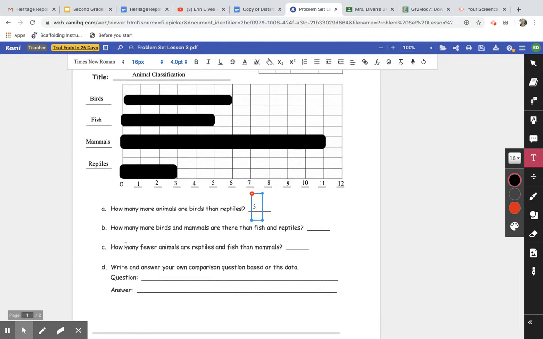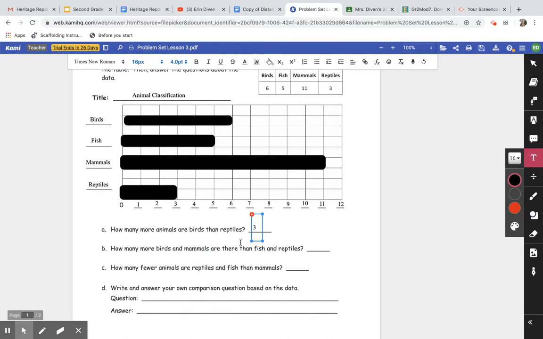The next question says, how many more birds and mammals are there than fish and reptiles? Well, birds and mammals, we're going to add those two together to get what the total is. So birds is going to be 6 plus 11 from the mammals. And that's going to give us 17.